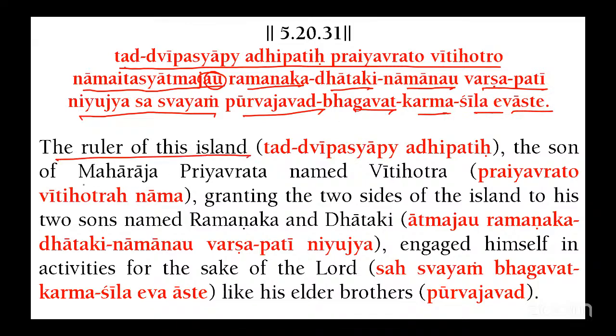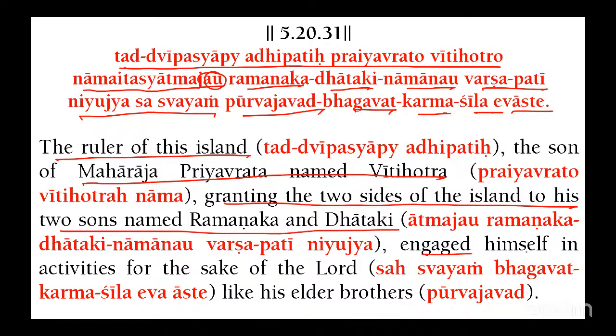The ruler of this island, the son of Maharaj Priyavrata named Vitihotra, granting the two sides of the island to his two sons named Ramanaka and Dhataki, engaged himself in the activities for the sake of the Lord, like his elder brothers.